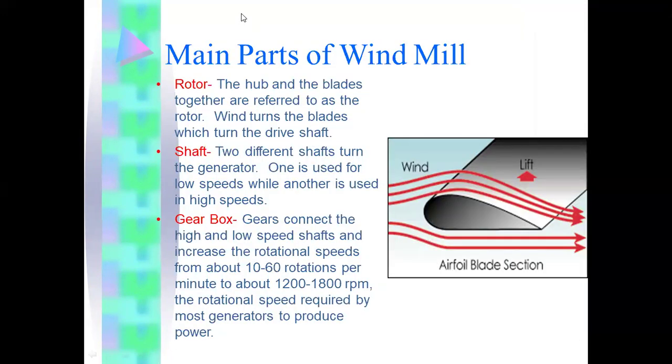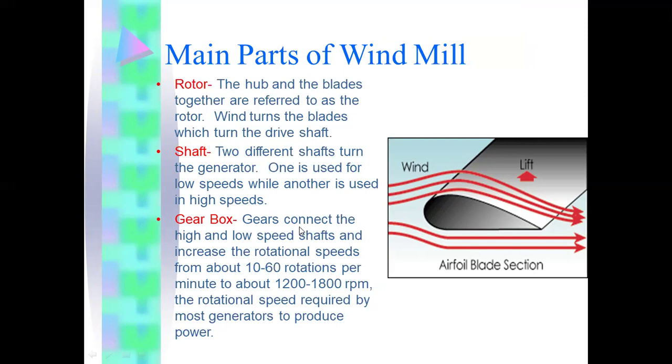Main parts of the windmills are the rotor. The hub and the blades together are referred to as the rotor. Wind turns the blades, which turn the drive shaft. Two different shafts turn the generator. One is used for the low speed, while the other is used for high speed.